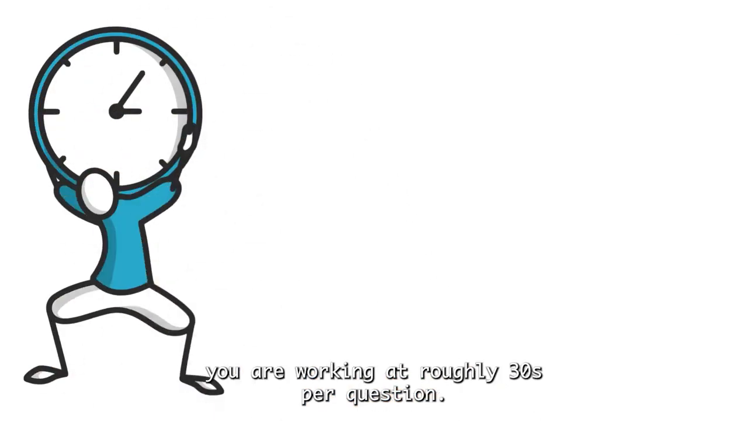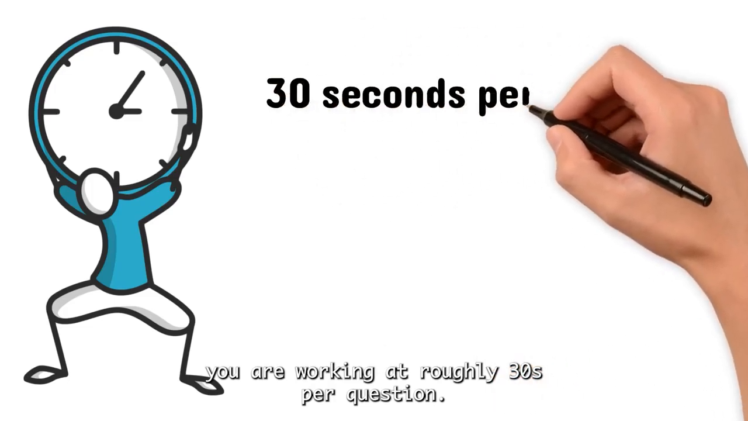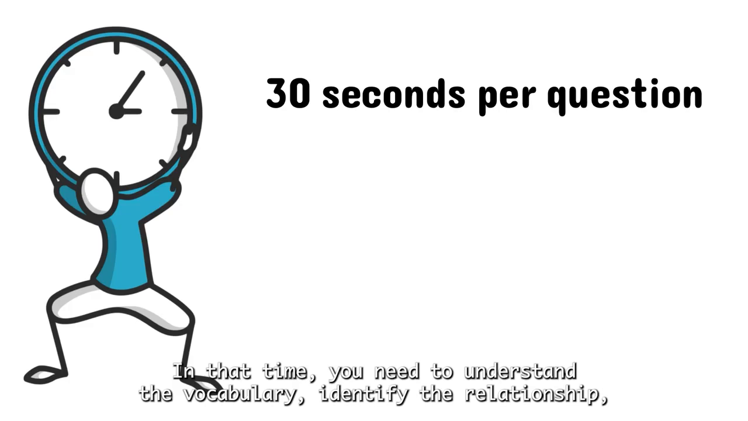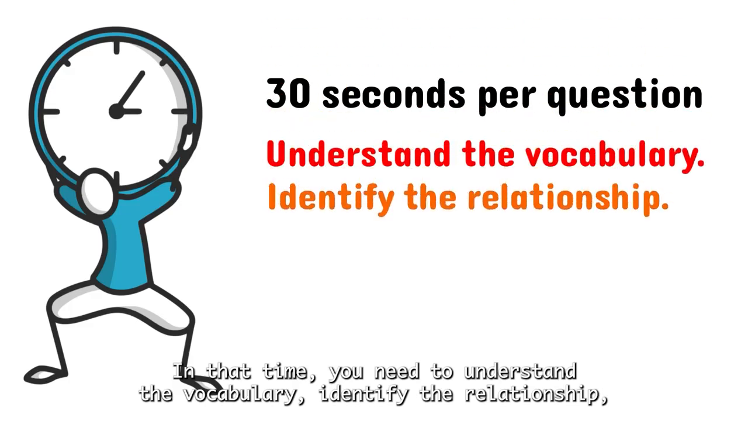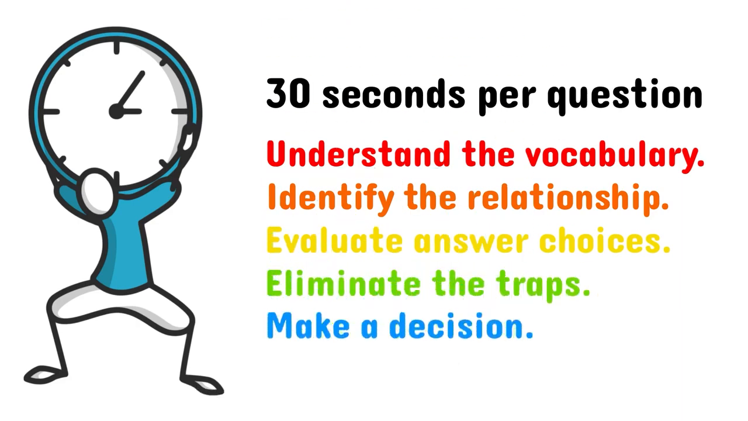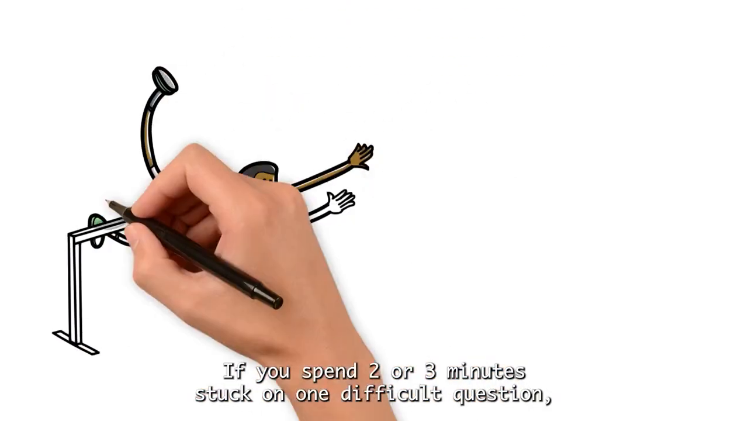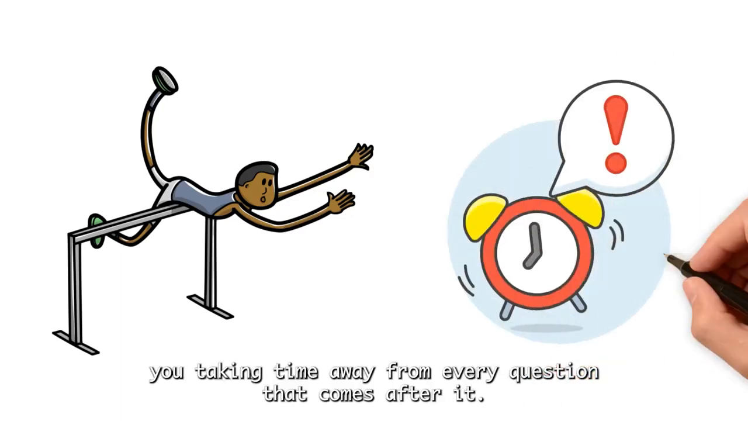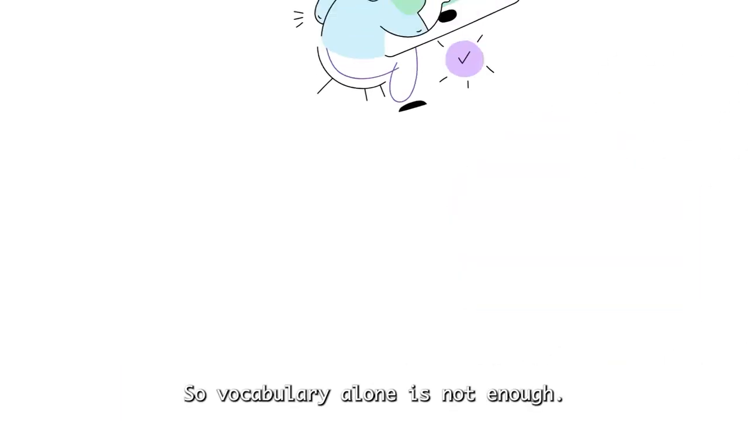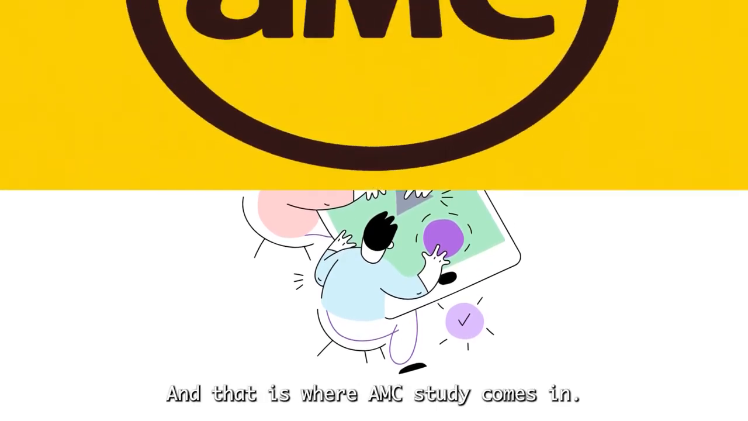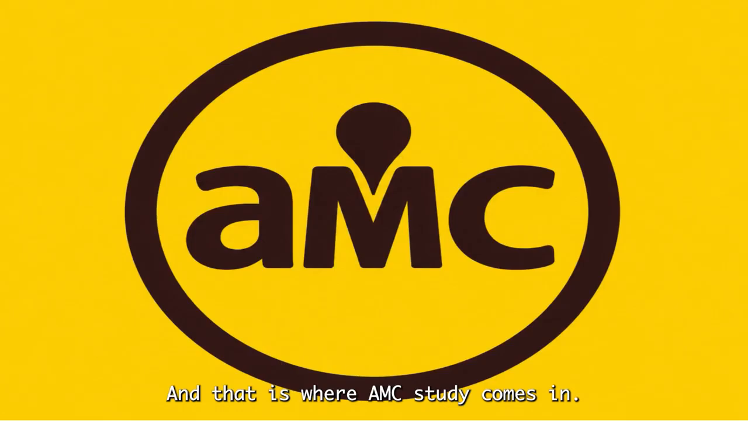Across the verbal section, you are working at roughly 30 seconds per question. In that time, you need to understand the vocabulary, identify the relationship, evaluate the answer choices, eliminate the traps, and make a decision. If you spend 2 or 3 minutes stuck on one difficult question, you're taking time away from every question that comes after it. So, vocabulary alone is not enough. You need a system, and that is where AMC Study comes in.